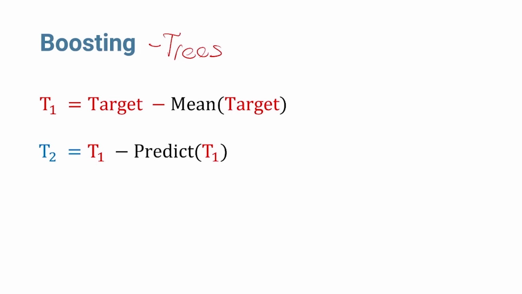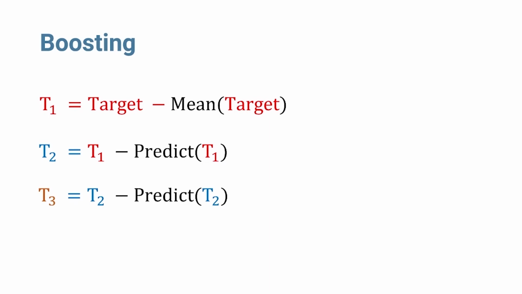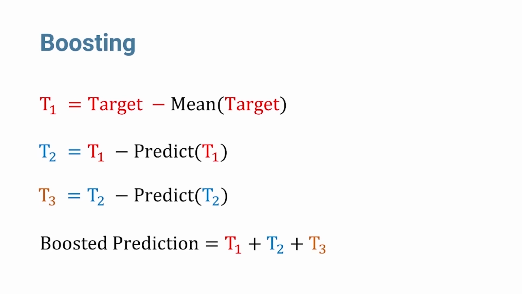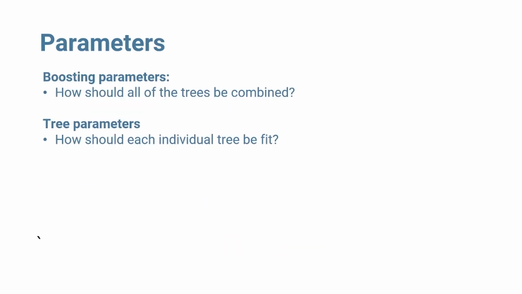Now, technically, you can also use boosting with other types of models. You can use linear boosted models, but in this case, we're just looking at trees. Then T3 is equal to T2 minus the predicted T2. Your boosted prediction is then the sum of these values. There are two parameters: the boosting parameters, which is how all of the trees should be combined, and the tree parameters, which tell how each individual tree should be fit.